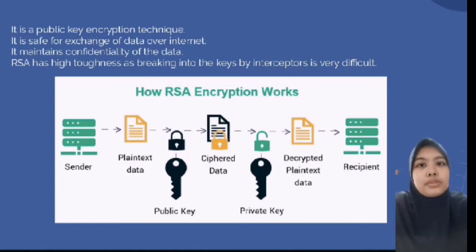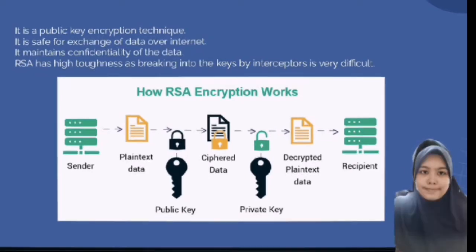If the sender wants to convert plain text data, they must use the public key, and if they want to decrypt the cipher text, they must use the private key. When cipher data is converted to decrypt plaintext data, the private key must be used. Then all the data must be sent to the recipient.